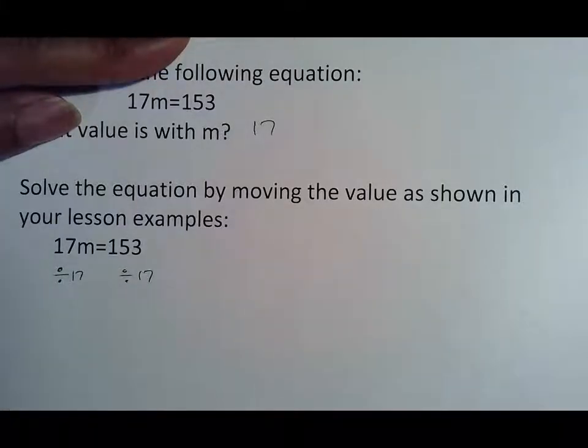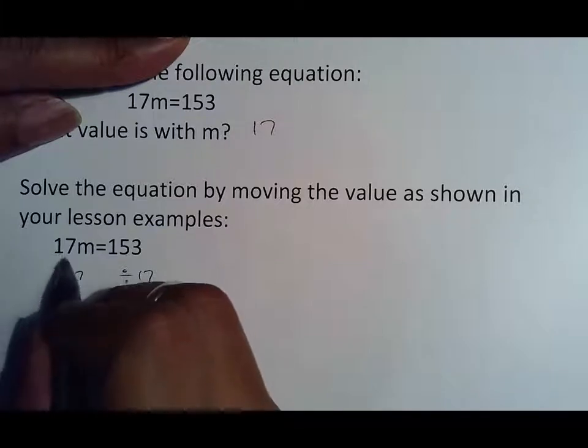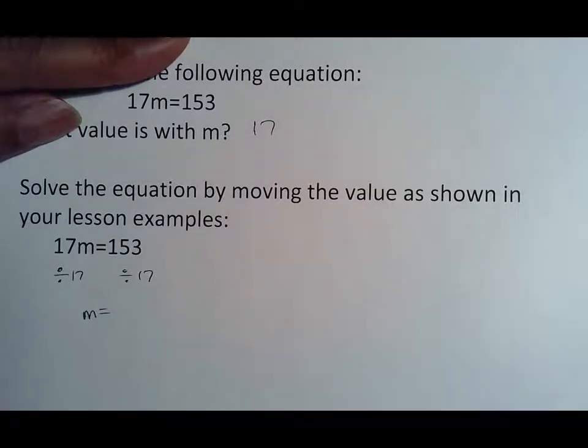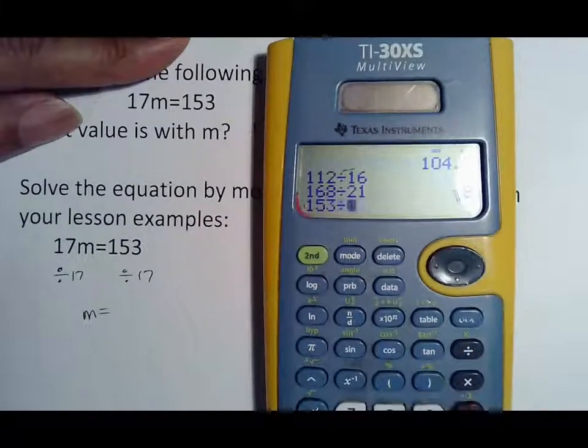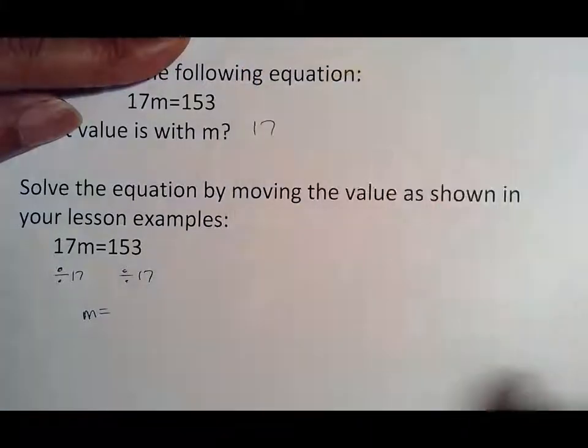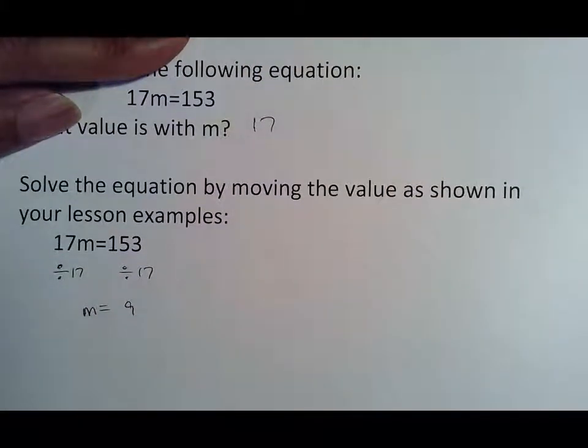If you don't know how to find that, email me and it'll be fine. Then in your last boxes, we know that goes away. Bring down your m, type in 153 divided by 17 to get the answer of 9. And that is it. All right.